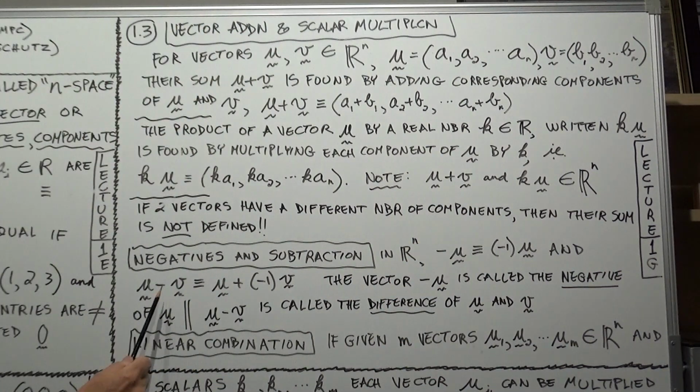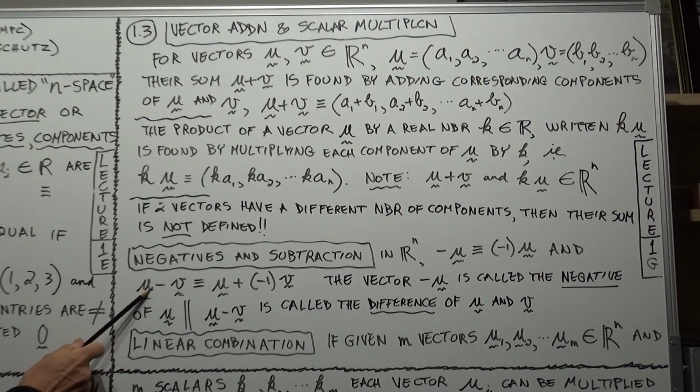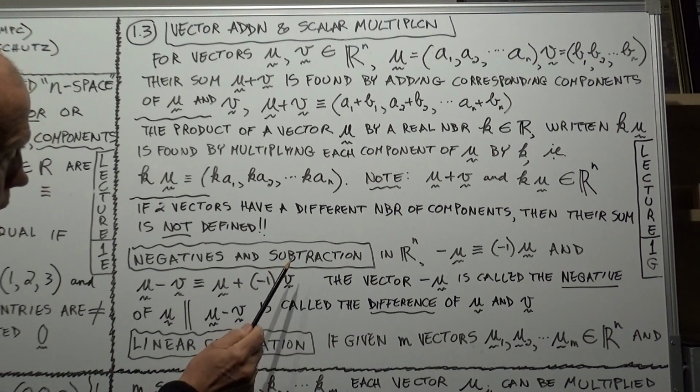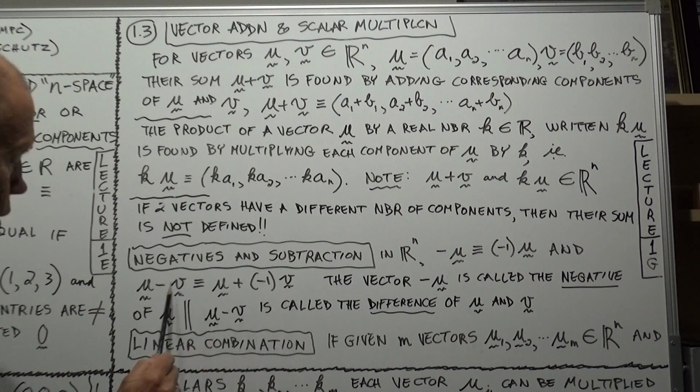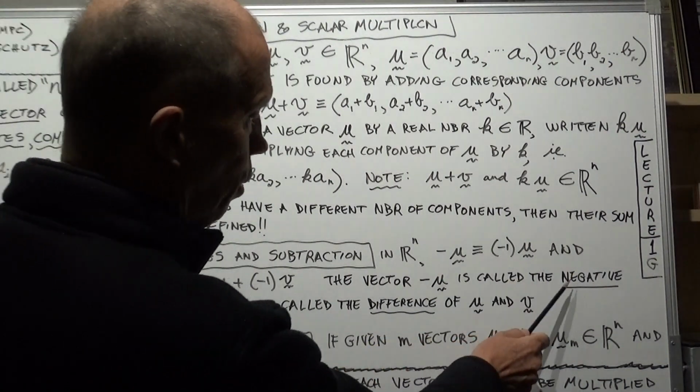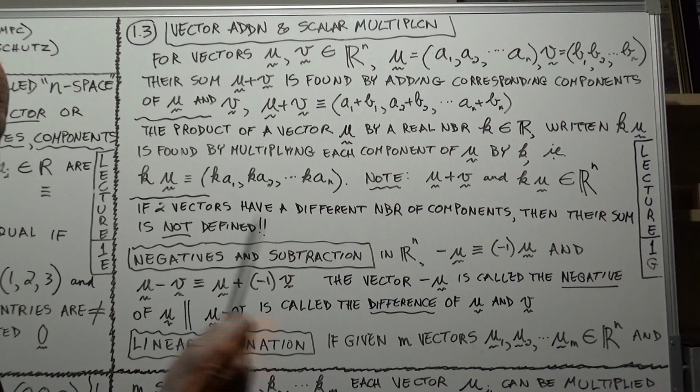All right. So we've got vector u minus vector v, and again it is defined by vector u plus -1 times v. Because this minus v here is shorthand for -1 times v. So that is a shorthand version of that. Now this vector minus u is simply called the negative of u.